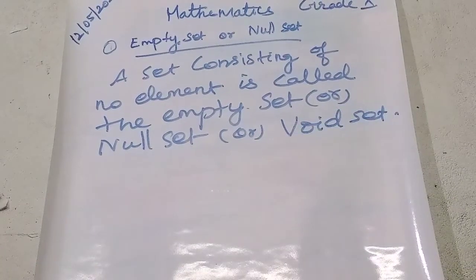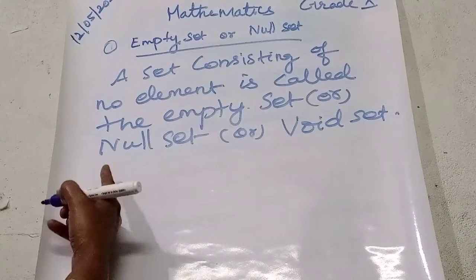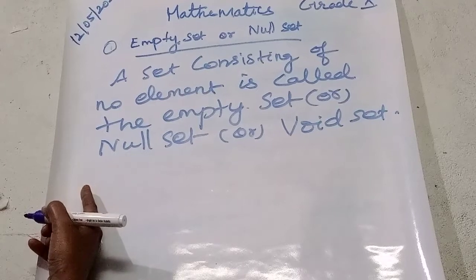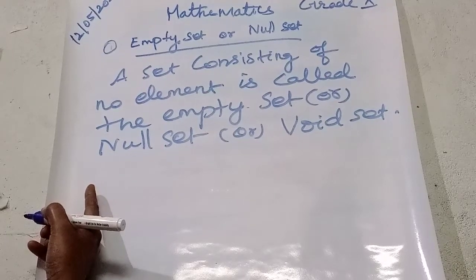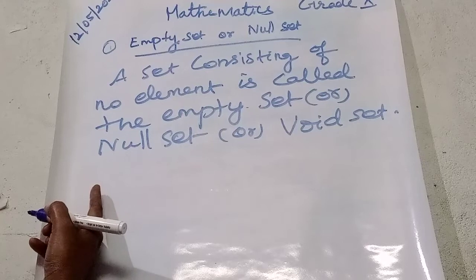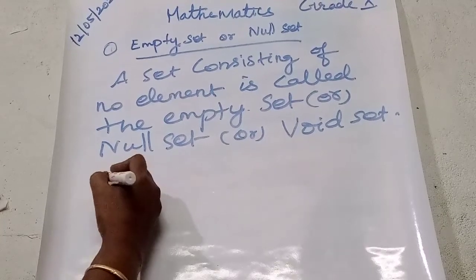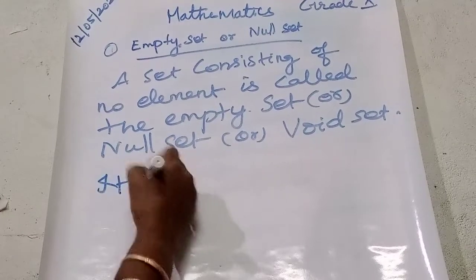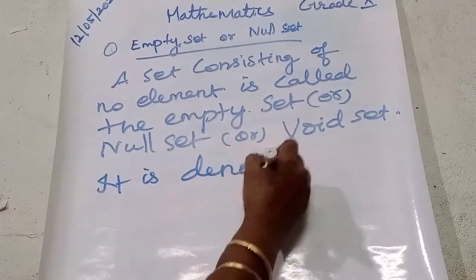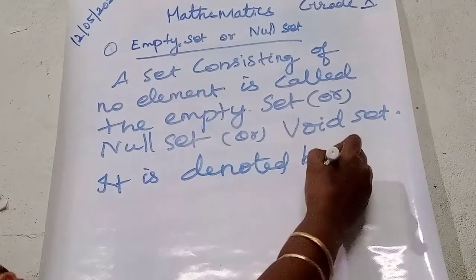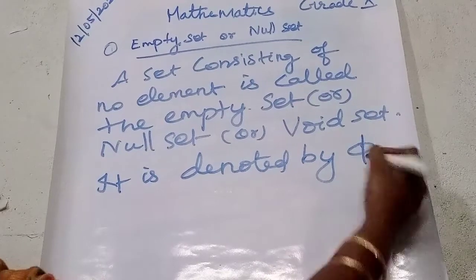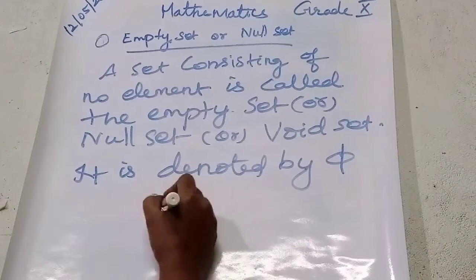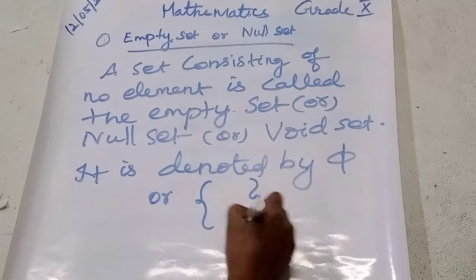Sometimes it is asked as void set, and you have to answer. A set consisting of no element is called the void set. It is denoted by the symbol pi or the null set symbol, this one.